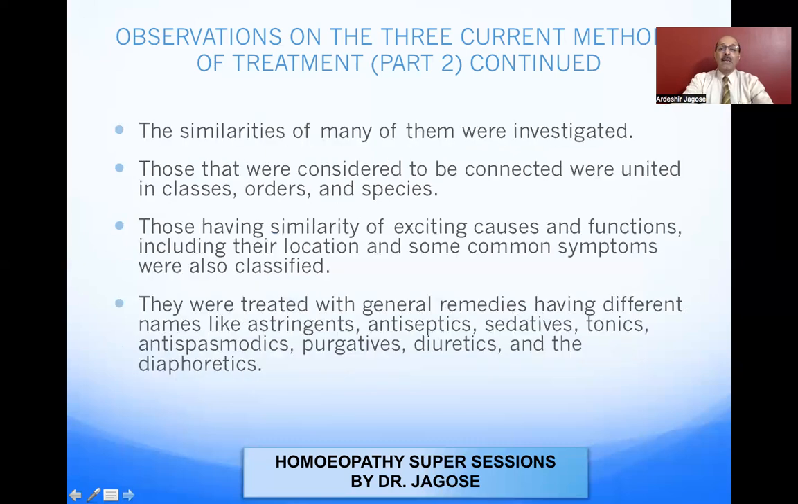The similarities of many of them were investigated. Those that were considered to be connected were united in classes, order, and species, and those having similarity of exciting cause and functions, including the location, and some common symptoms were classified, and they were treated with general remedies having different names: astringent, antiseptic, sedatives, tonics, antispasmodic, purgatives, diuretics, and diaphoretics.